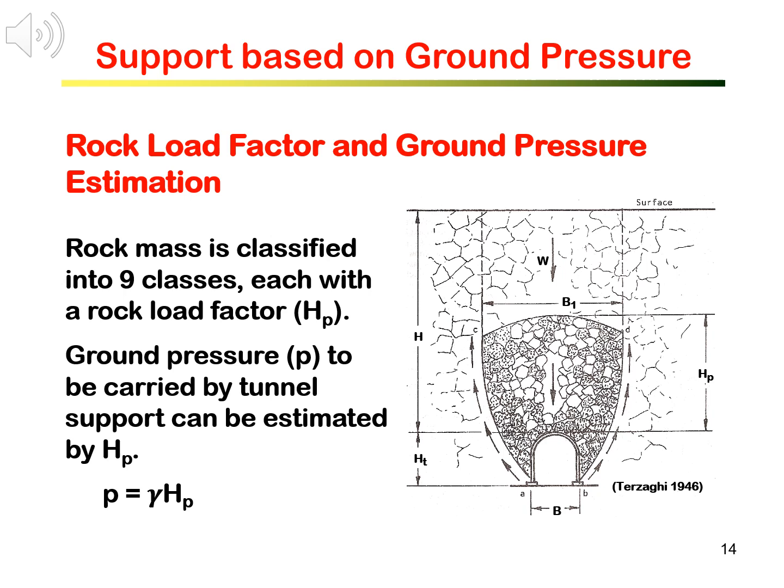In the rock load factor system, rock mass is classified into 9 classes, each with a rock load factor, HP. HP really defines how much load is expected to be carried by the tunnel support. In the times of Terzaghi, in the middle of last century, that support was mainly steel arch. With HP, we can calculate ground pressure P to be carried by tunnel support. Given P equals rock mass density gamma times HP. HP is given by the table on the next slide.